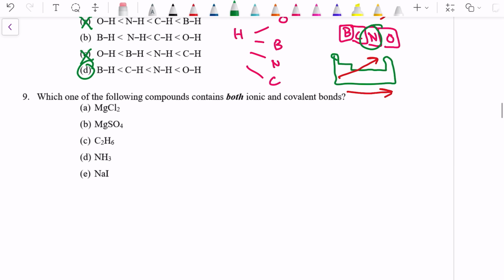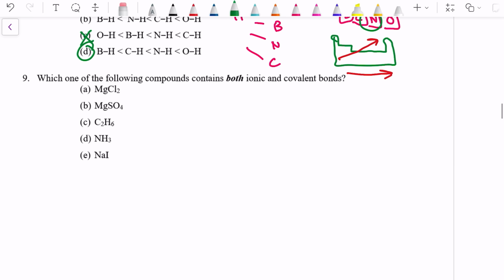9. Which one of the following compounds contains both ionic and covalent bonds? Okay, let's see. I'm just going to go through choice by choice. Magnesium's a metal, chlorine's not. This only has ionic. Magnesium's a metal, sulfur's a nonmetal, oxygen's a nonmetal. This has both.